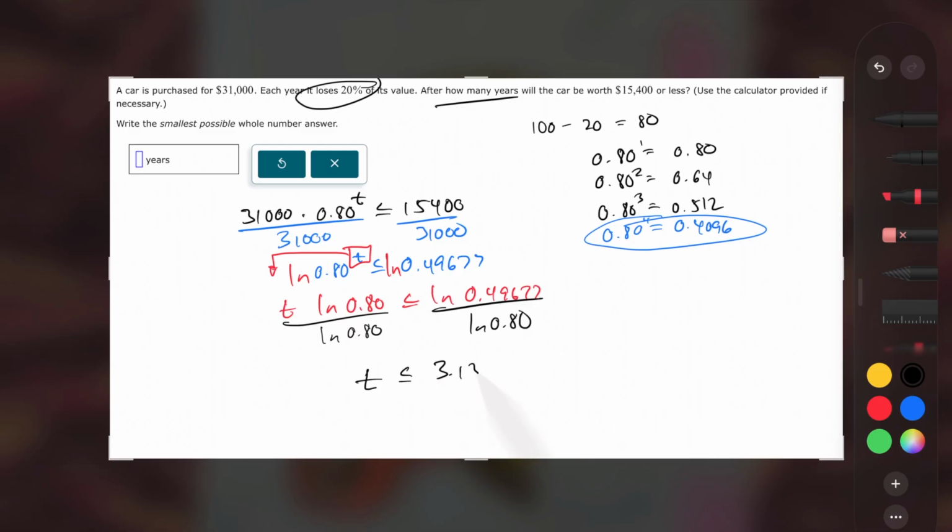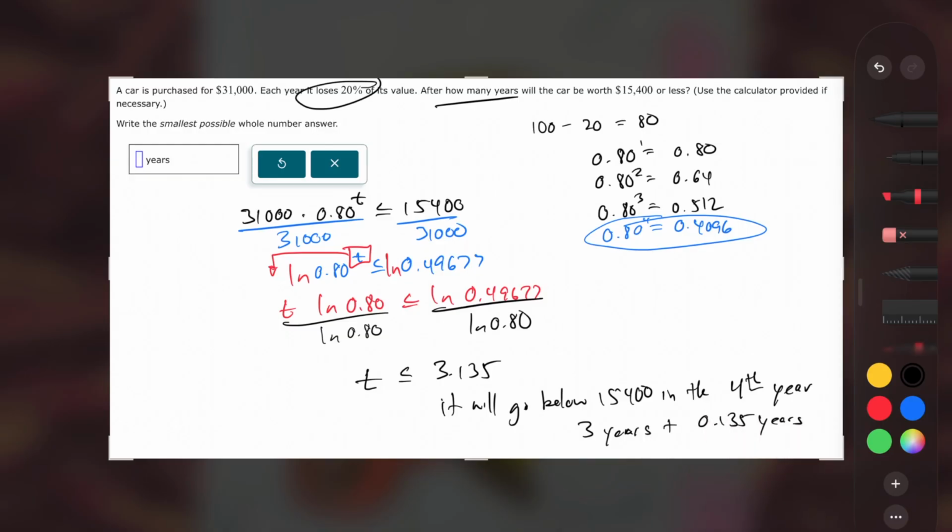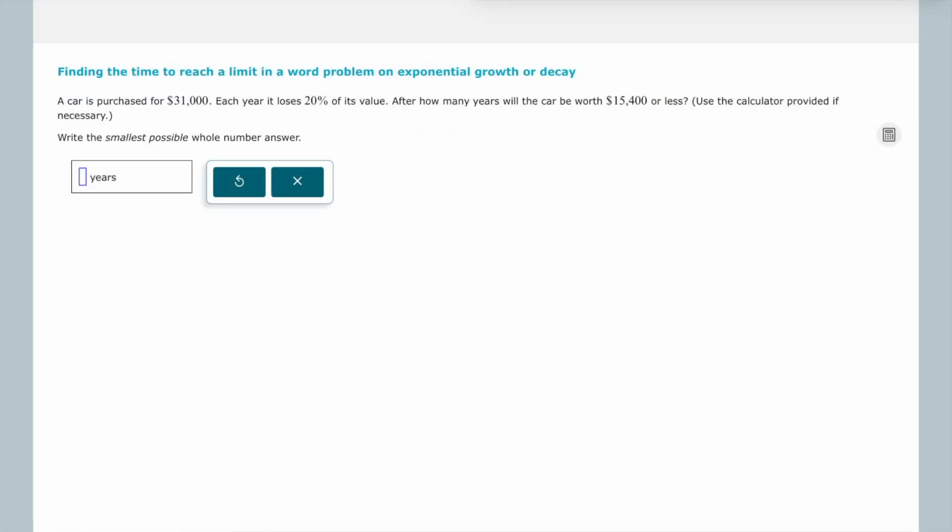T is 3.135, okay? This says it will go below 15,400 in the fourth year, right? Because that would be 3 years plus 0.135 years. So in the fourth year somewhere, 0.135 of a year would be like 60 days or 14 days or something. I don't know.